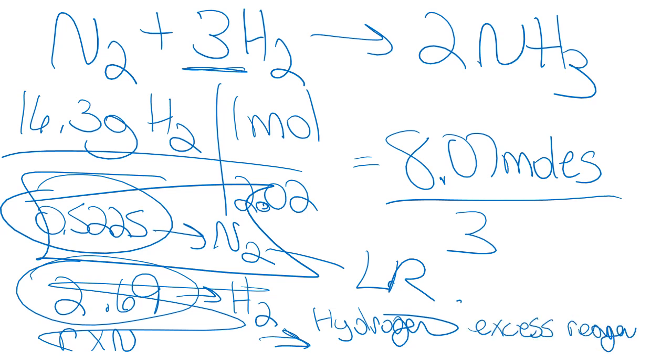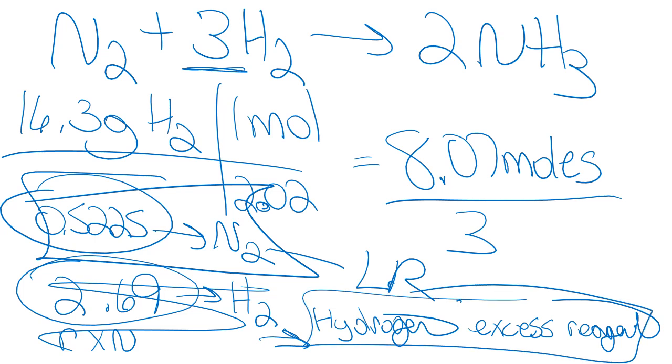So if you go to a cookout and somebody brings a whole bunch of buns and somebody brings just a couple cheeseburgers, like the patties, you don't care about how many buns you have. All you care about is the patties. That's the only thing that's going to feed you. And so the buns are the excess reagent.